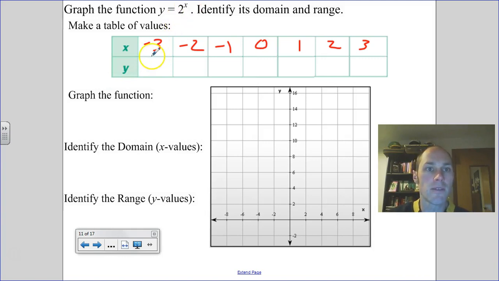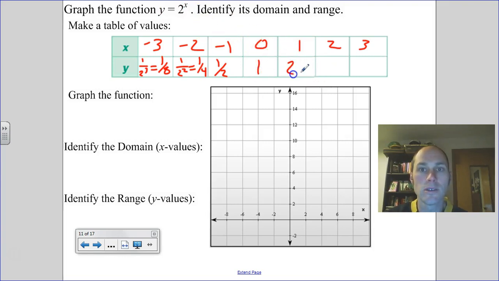So 2 to the negative third is 1 over 2 to the third, which is 1 over 8. 1 over 2 squared, which is 1/4. 1/2, because 2 to the negative first is 1/2. 2 to the 0, that's 1. 2 to the first is 2. 2 squared is 4, and 2 to the third is 8.